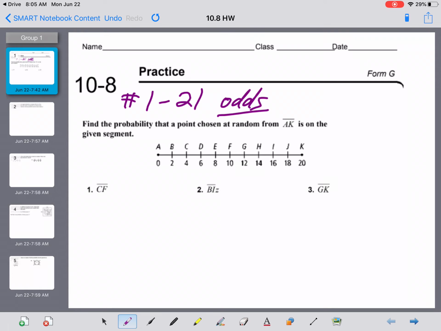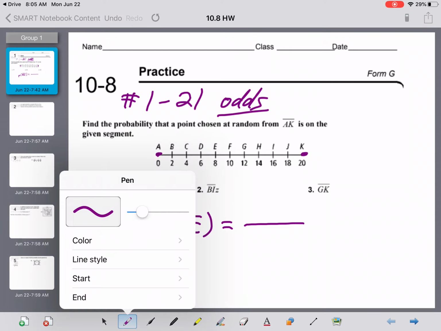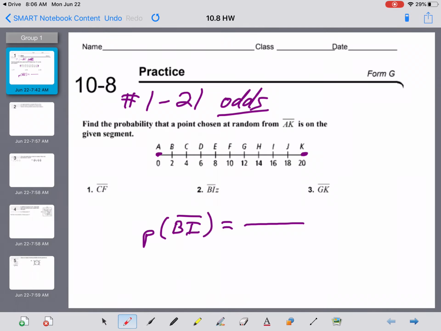Our directions for 1 through 3 say find the probability that a point chosen at random from A to K, so starting right here at A and going all the way over here to K, is on the given segment. So on number 2, the way we would do this from a notational standpoint is talk about the probability of a point being chosen somewhere between B and I. And the general formula for probability, in this case we're talking about length, would be the desired length divided by the total length. So the region we're trying to hit here starts at B and goes to I. So if B is right here at 2 and I takes us right there to 16, we want to know how likely we are to land on that red segment there.